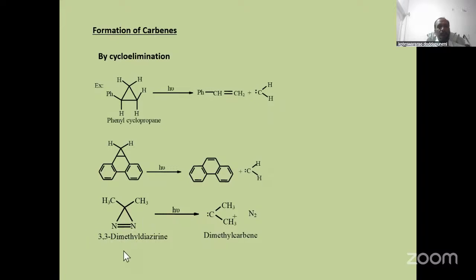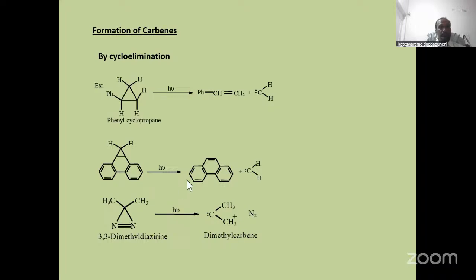Next, third one, 3,3-dimethyl diazirine. This 3,3-dimethyl diazirine, on irradiation, and sometimes on heating also, eliminates nitrogen gas. This also produces dimethyl carbene.